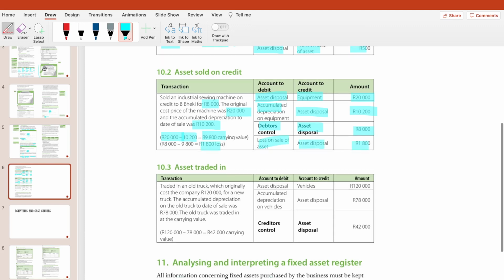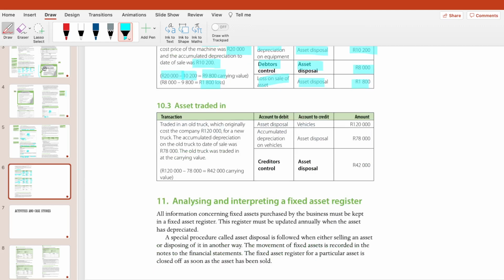When we trade something in, that's another important part to remember. We traded in an old truck which originally cost 120,000. The accumulated depreciation was 78,000, and we are trading it in for a new truck. We debit our asset disposal account. We credit our vehicles with 120,000. We debit our accumulated depreciation on vehicles and credit our asset disposal with 78,000 Rand. And then we will debit our creditors control and credit our asset disposal with the 42,000, and we get that from the 120,000 cost minus the depreciation of 78,000, and that is our carrying value.